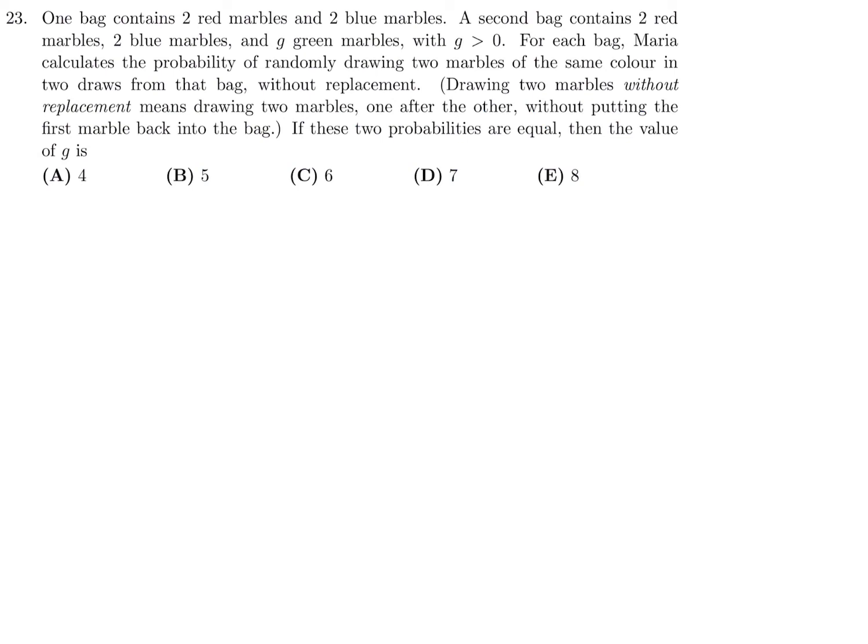One bag contains 2 red marbles and 2 blue marbles. A second bag contains 2 red marbles, 2 blue marbles, and G green marbles with G greater than 0. For each bag, Maria calculates the probability of randomly drawing 2 marbles of the same color in 2 draws from the bag without replacement. If these 2 probabilities are equal, then the value of G is.